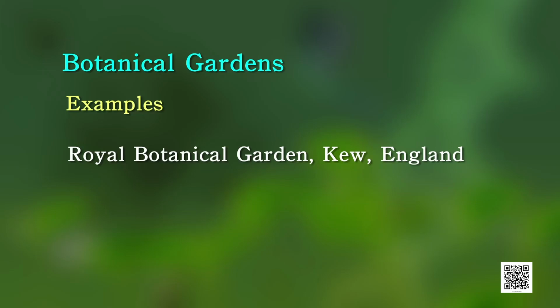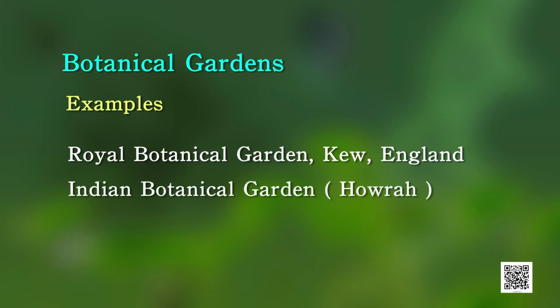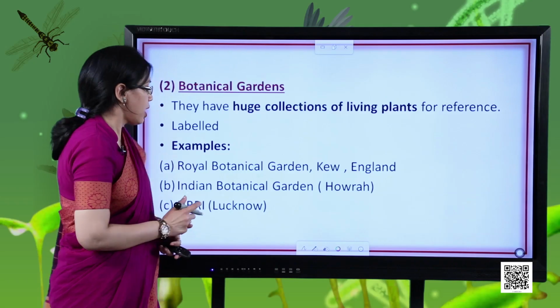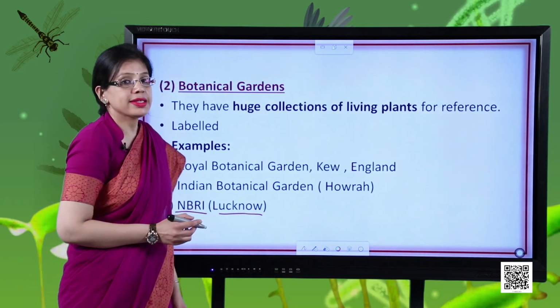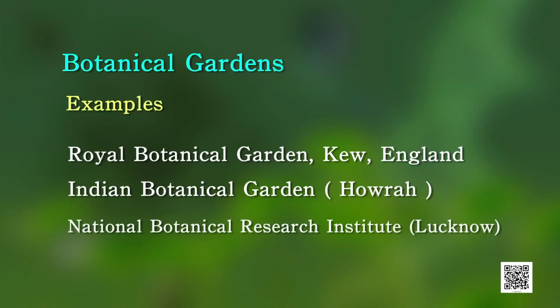The second one which we have to discuss is the Indian Botanical Garden, which is present in Howrah, that is West Bengal. And another very famous botanical garden present in India is NBRI, the National Botanical Research Institute. This botanical garden is present in Lucknow, Uttar Pradesh.